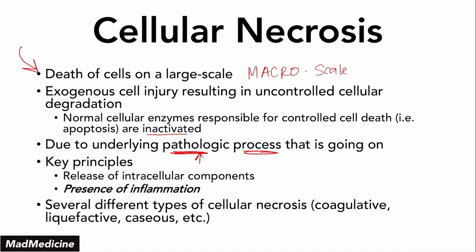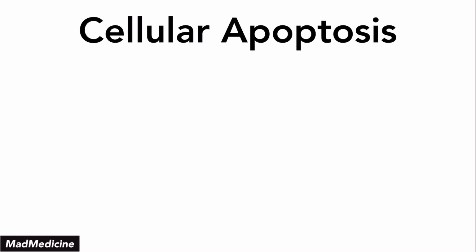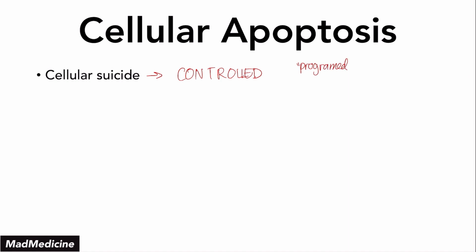The second mechanism is apoptosis. Apoptosis is a little bit different. Essentially, it's completely different than necrosis. This is cellular suicide. Essentially, this is going to be controlled. There you go. This is also called programmed cell death.